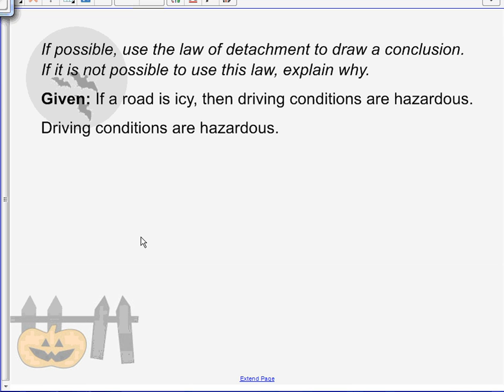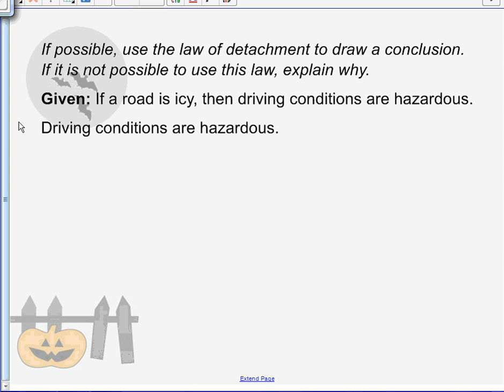Now we would find that the law of detachment in this case is not true because we do not know for a fact if the hypothesis is true. We cannot prove that a road is icy in this particular case. So we cannot come to the conclusion that driving conditions are hazardous.